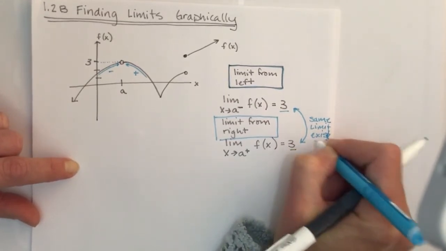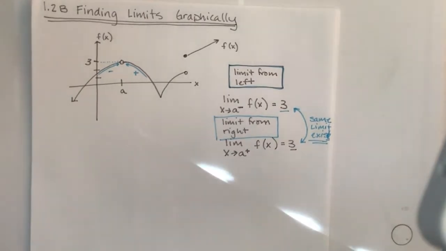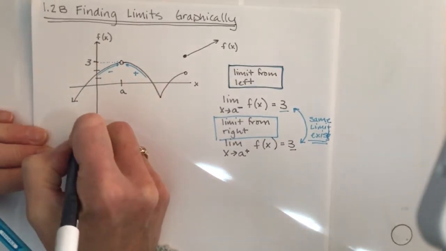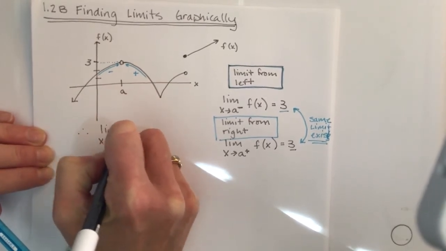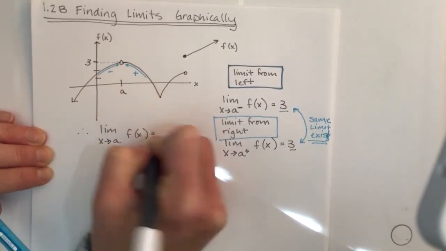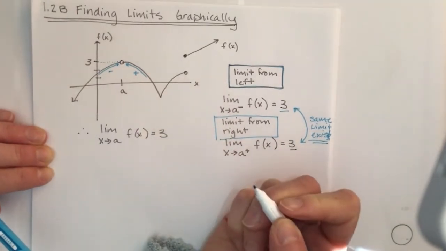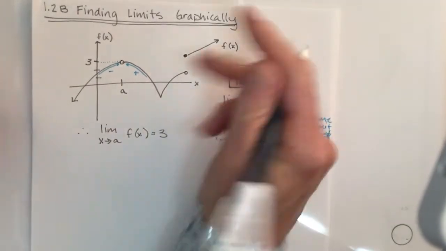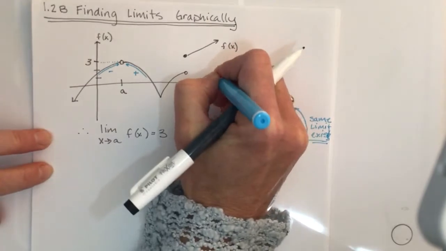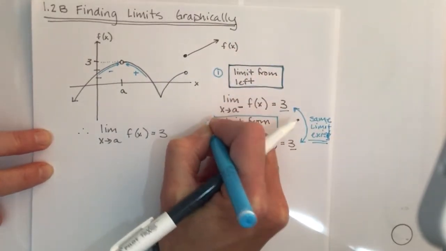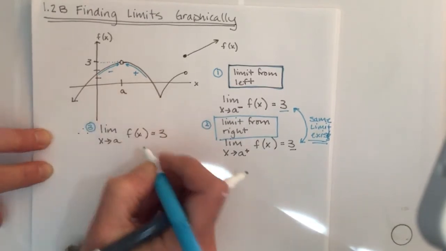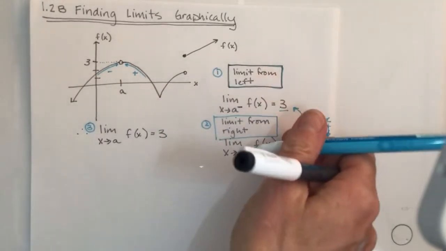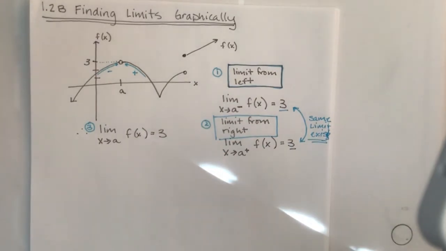Oh, and I'm off the paper. Limit exists. Sorry about that. So now we can say, therefore, the limit as x approaches a of f of x is equal to 3, and the limit exists. So this is step 1. I kind of did this in a weird order. Step 1, step 2, and then step 3 finally is saying, if these two are both the same, then the limit does exist and it equals that number.